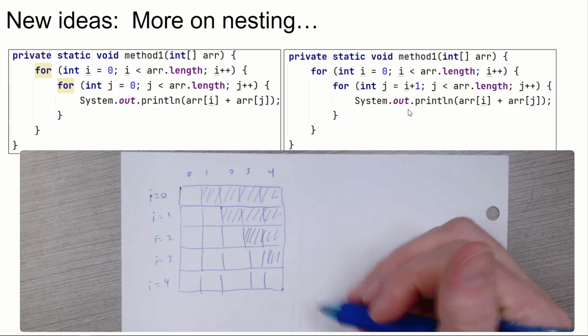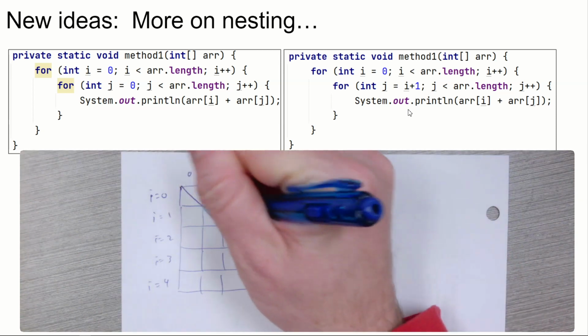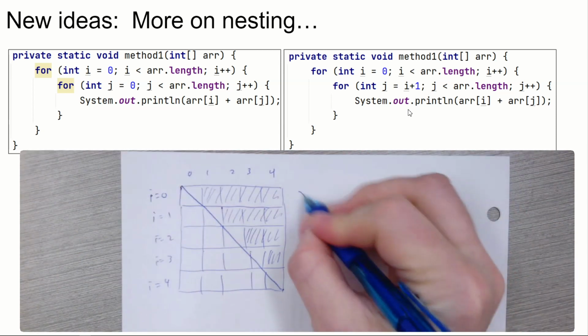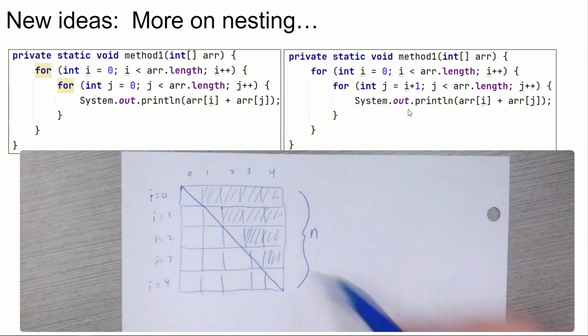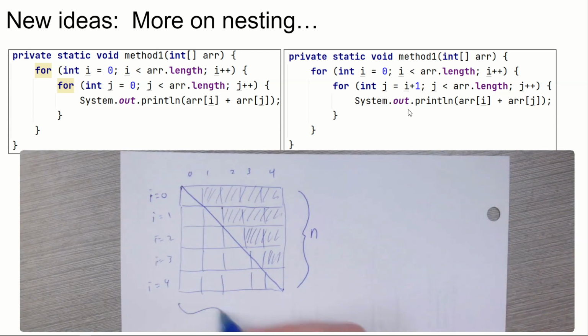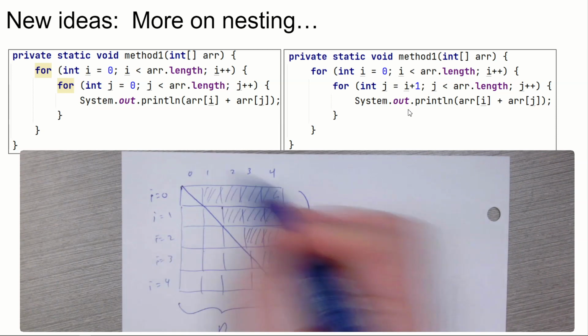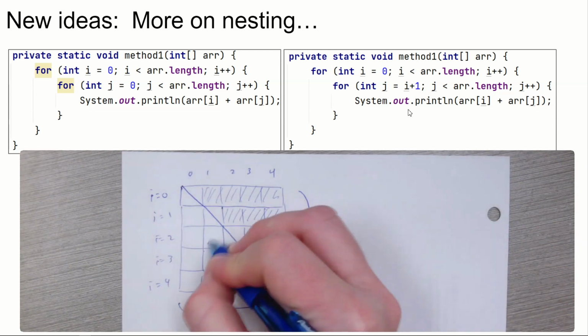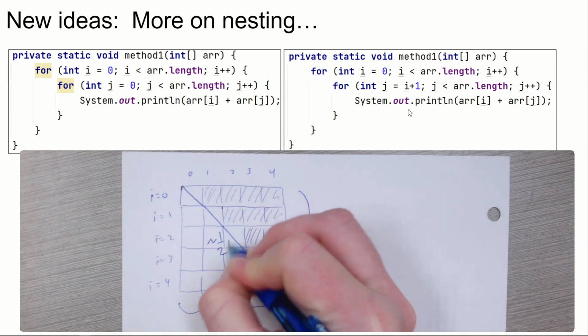Okay, so here's something to notice. This is n elements. This is n elements. So the area of the whole thing is n squared, and this is approximately half of the area.